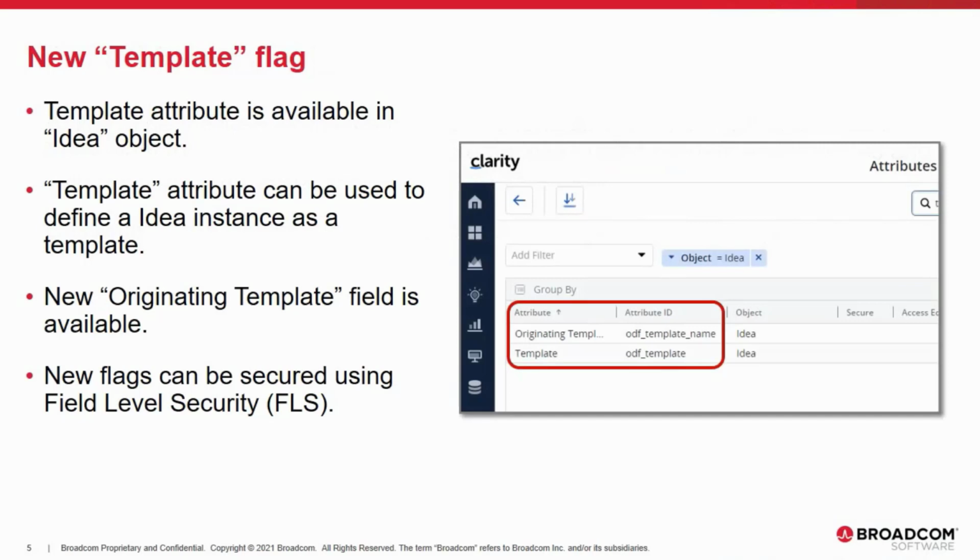So in order to make this functionality available to our customers, the first thing we've done is introduce the template flag in the idea object. This template flag can be set on any idea that does not have actuals, making that idea a template. When a new idea is created using a template, then we have a new field called originating template, which will then be populated with the name of the template that was used to create the idea. Both of these fields can be secured using the field level security in the Modern UX Attributes section.